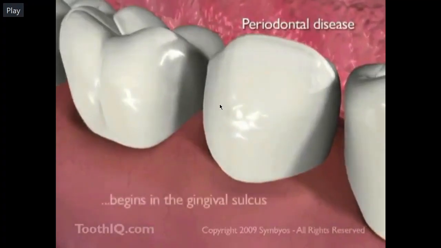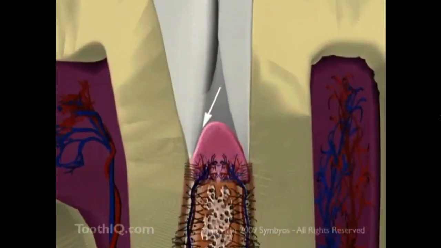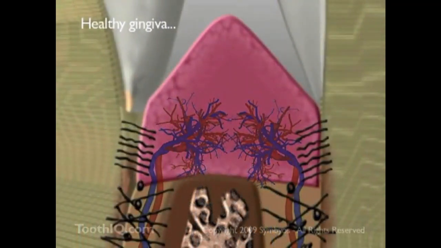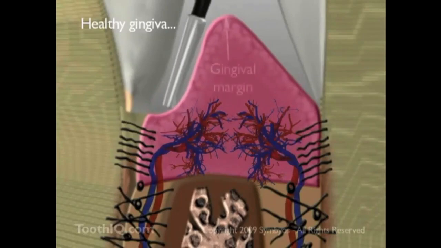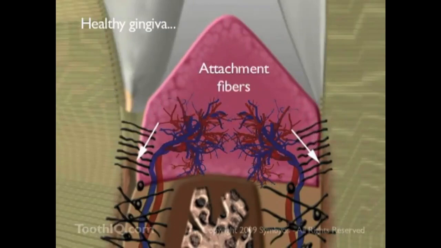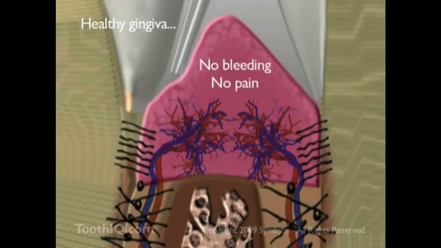Periodontal disease begins in the gingival sulcus, a cuff of soft tissue around the necks of the teeth, where they emerge through the gums. Healthy gingiva are pink in color, and the sulcus depth ranges from 0 to 3 millimeters, measured from the tip of the gingival margin to the base of the sulcus. The attachment fibers connecting the gums to the teeth and the teeth to the bone are intact. The gums are resilient and neither bleed nor hurt when being probed.